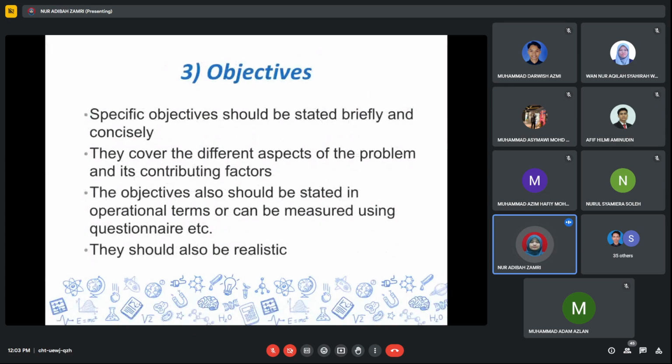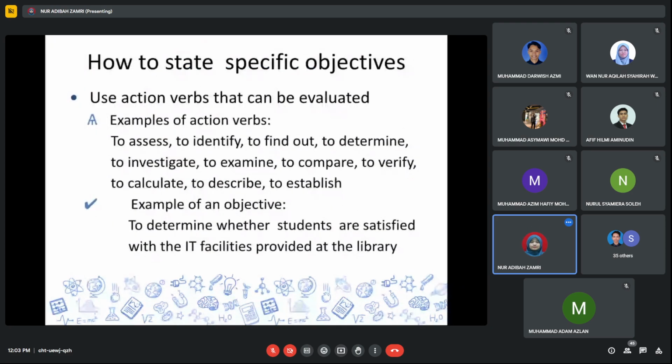Okay, next one is objectives. Specific objectives should be stated briefly and concisely, so they cover the different aspects of the problem and its contributing factors. The objectives also should be stated in operational terms or can be measured using questionnaire, etc. They should also be realistic. So you have to come up with 3 objectives, yeah?